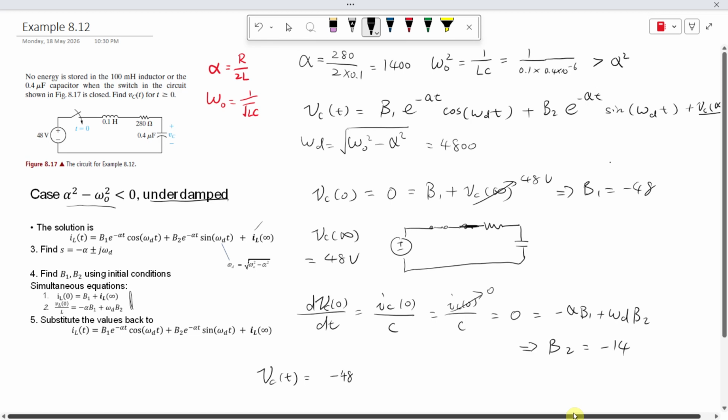We put this e to the negative alpha t at the end. Then we have cosine, and inside that one is omega d, 4800 t, minus, because B2 is a minus as well, sine 4800 t. Put it in brackets, multiply by e to the negative alpha t, and plus the infinite voltage, which is 48. That's it.